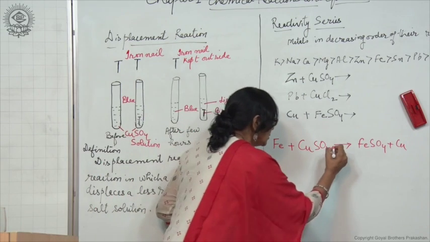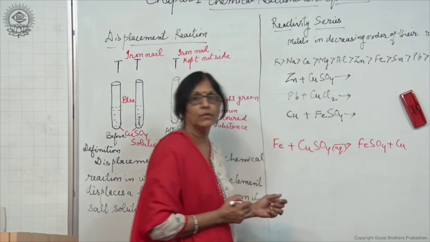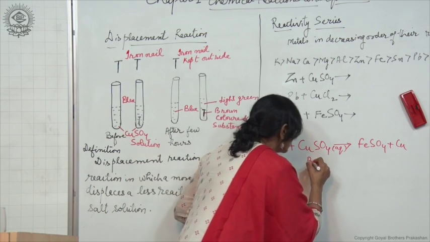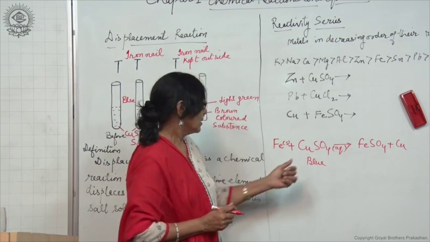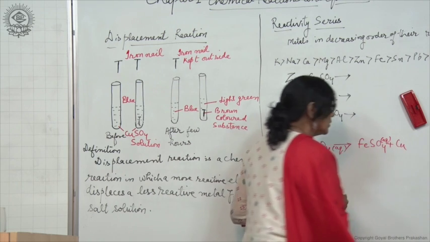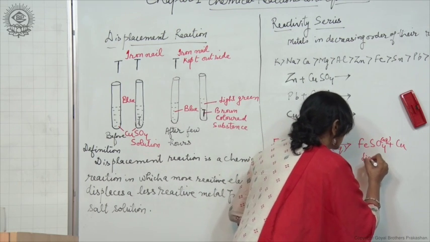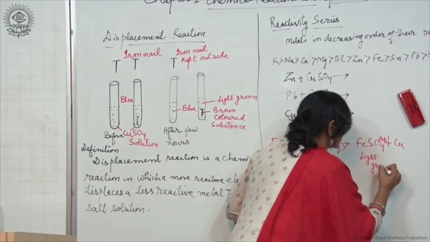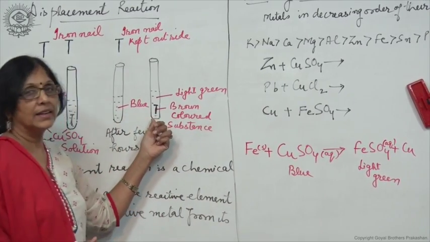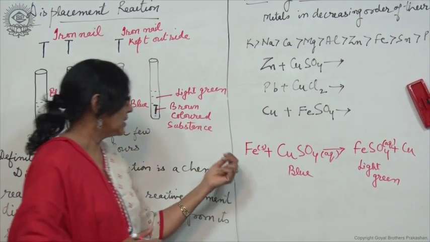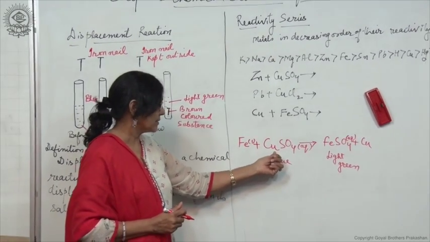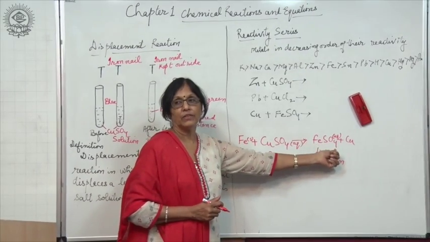Copper sulphate solution is the solution which is made in water. So, it is aqueous solution and iron is a solid. The color is blue. FeSO4 also is a solution in water, aqueous, and its color is light green. Copper is brown in color and it has deposited on the surface of the iron nail. So, we can clearly see here that iron has displaced copper and taken its place and formed iron sulphate.